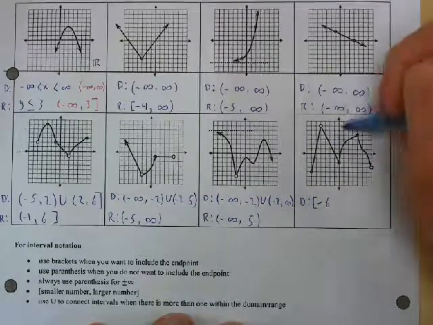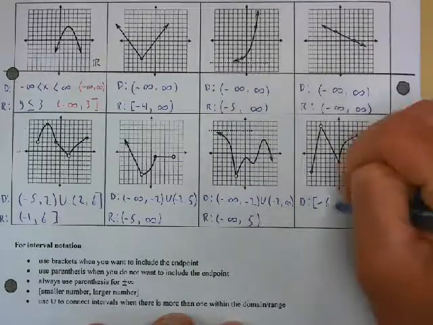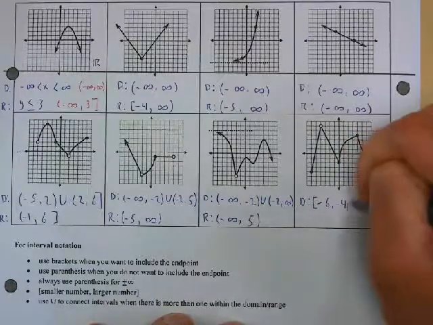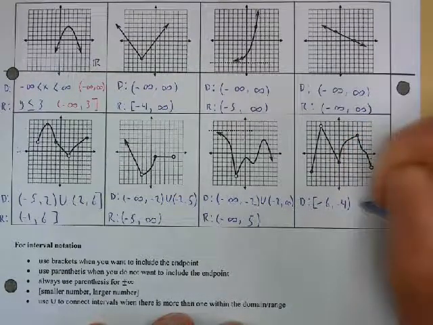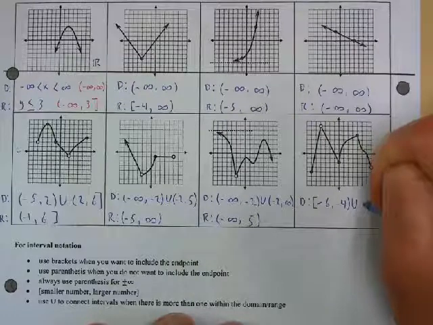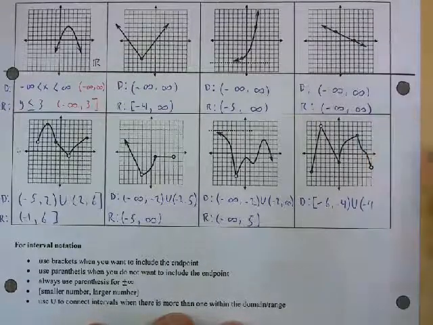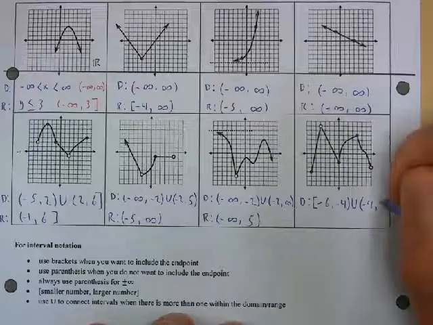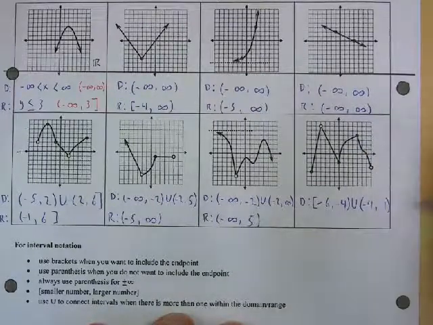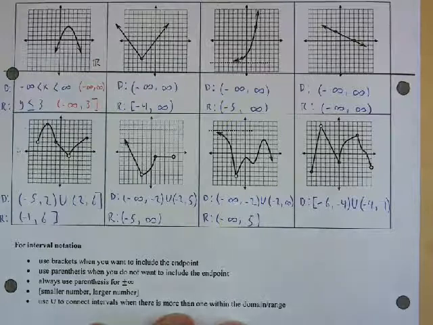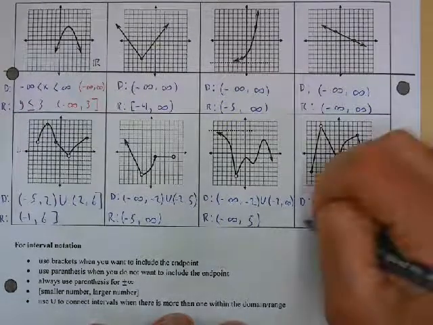So it goes from -6 to -4, not including -4. And then we want the numbers bigger than -4 as well, all the way up to, it ends here at x equals 7. Open circle means we want parentheses. So there's the domain, and then the range.